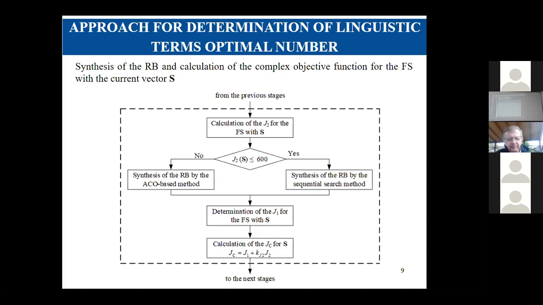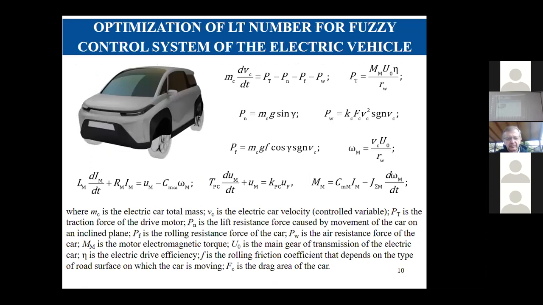So you can see that if the criterion J2 is less than or equal to 600, it is advisable to choose the sequential search method. In the other case, if this criterion is bigger than 600, the bio-inspired ACO method is more appropriate. The efficiency research of the proposed approach is performed in this work on optimization of the linguistic terms number for a fuzzy automatic control system of the electric car velocity, that is, the cruise control system.